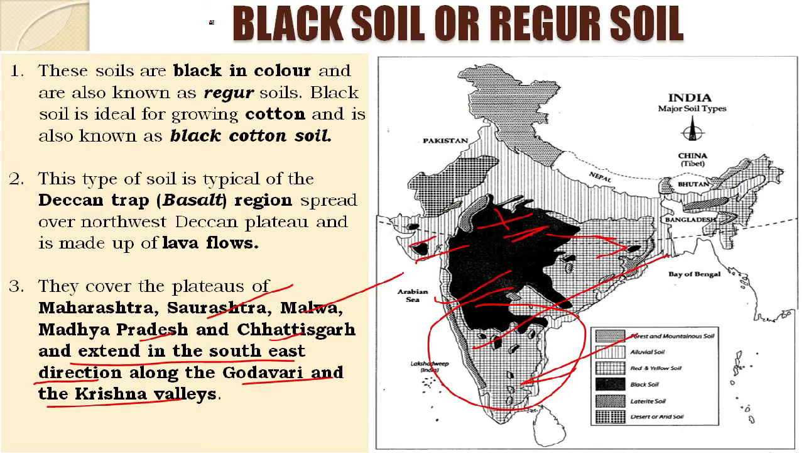Second most important point is that your second most important soil in this chapter is black soil. And why is it so, students? Because we see the alluvial soil and the black soil occupying the majority of the portion of the Indian landmass, plus they also support the major crops of India.